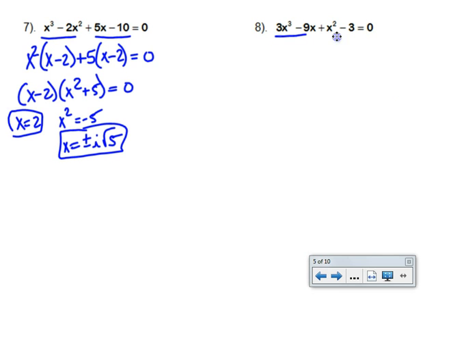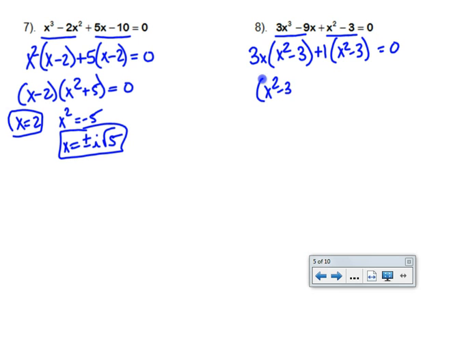Okay. The next problem, same technique. I can factor out a 3x from my first group, leaving me with x squared minus 3. And then there is nothing to factor out here, but you got to factor something out. So we're going to factor out a plus 1, which doesn't change the x squared minus 3 at all. Now when I pull the common x squared minus 3 out, I am left with 3x plus 1.